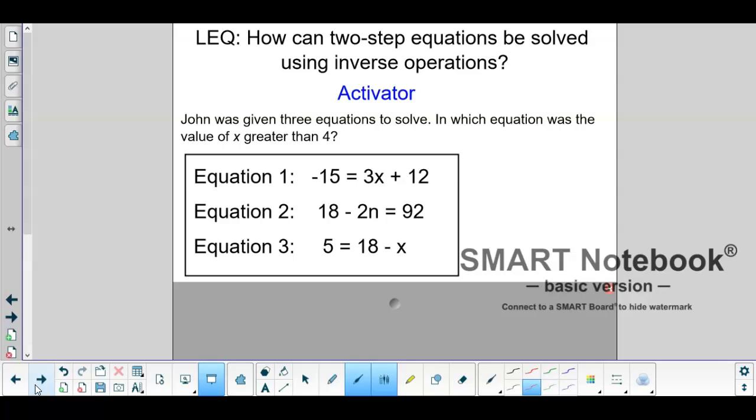Now, as far as today's lesson goes, we're still going to be working with equations. So I would like you to try this activator on your own. John was given 3 equations to solve. In which equation was the value of x greater than 4? So we're going to solve these 3 equations, and we want to see which answer would be greater than 4. So pause the video, solve your 3 equations, unpause the video, and then make sure you got the right answer.